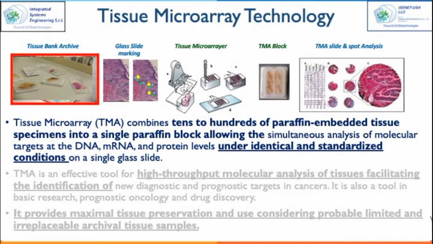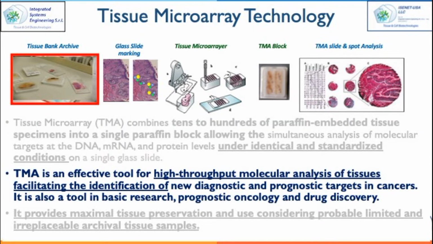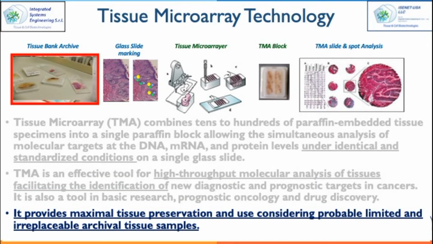glass slide. TMA is an effective tool for high-throughput molecular analysis of tissues, facilitating the identification of new diagnostic and prognostic targets in cancers. It is also a tool in basic research, prognostic oncology, and drug discovery. It provides maximal tissue preservation and use, considering probable limited and irreplaceable archival tissue samples.